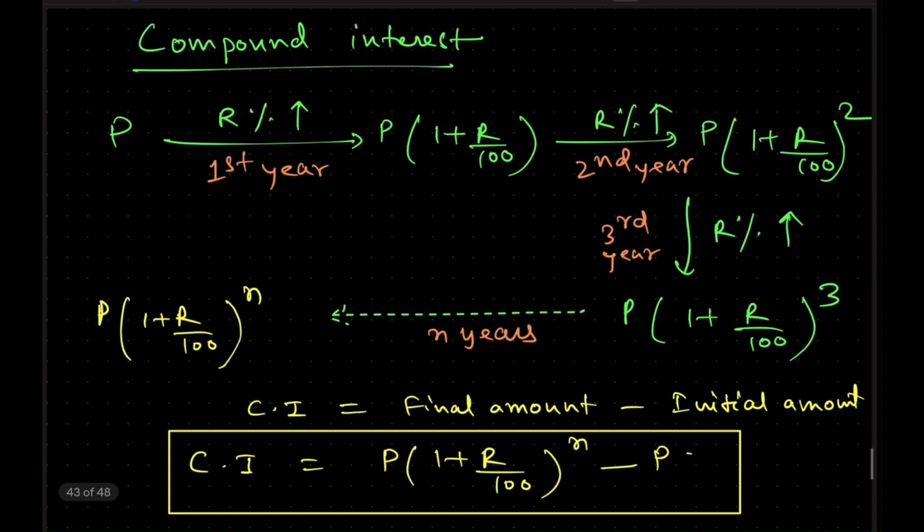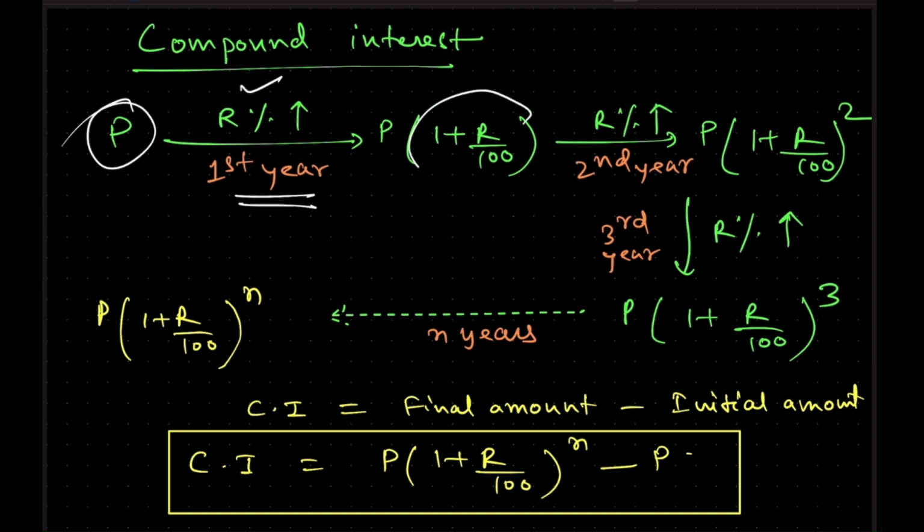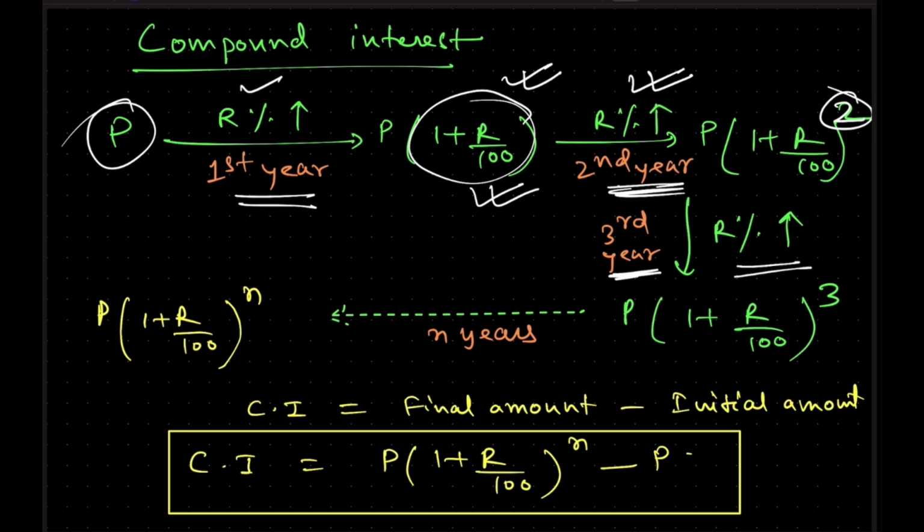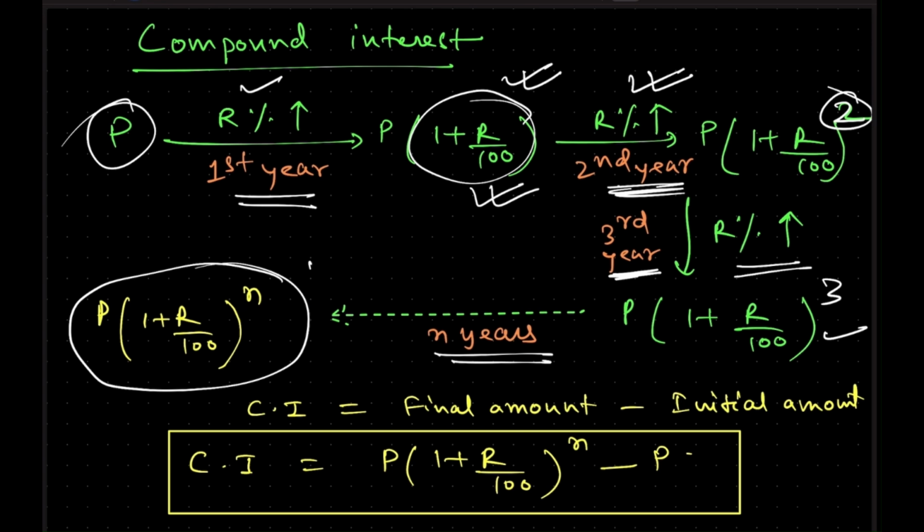So let's come to compound interest. This is the principal amount P. If it is increased by r% in the first year, then according to the successive percentage formula, we multiply by 1 plus r by 100. In the second year, if it increases again by r%, we again multiply by 1 plus r by 100, so this time it will be squared. In the third year, if it increases by r%, we again multiply by the 1 plus r by 100 multiplier, and this time we get power 3. Similarly, if we do this for n years, at last we will get this result.